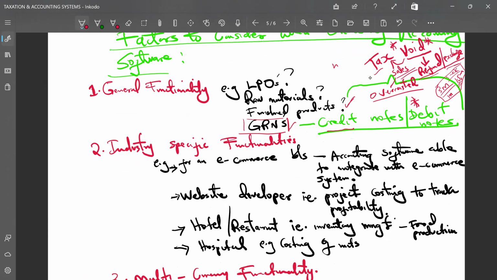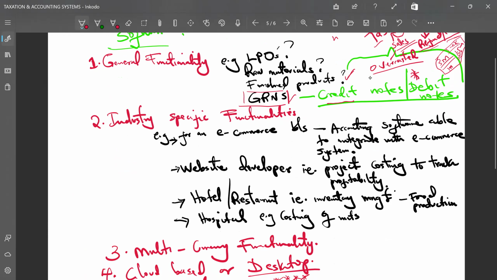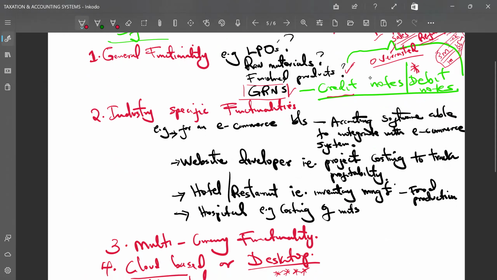This is interesting. We've just discussed general functionality. I've just mentioned a few items. There are a lot of things involved, but I've mentioned a few. I hope you are getting the trajectory. I hope this is being helpful to you. Now, the next item, we talked about industry-specific functionalities. And this is very basic. I hope you understand that point.